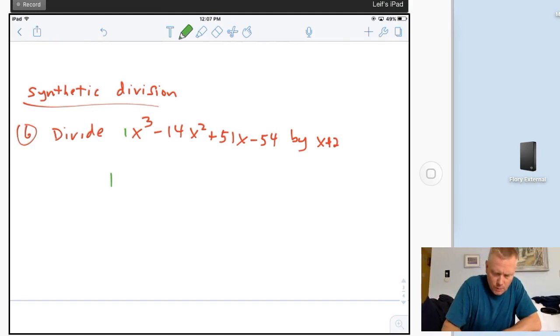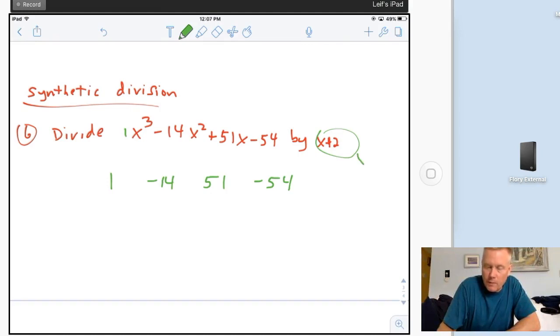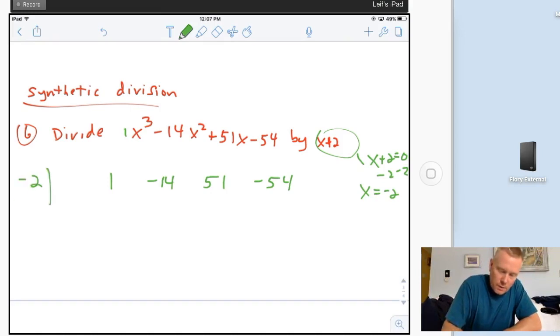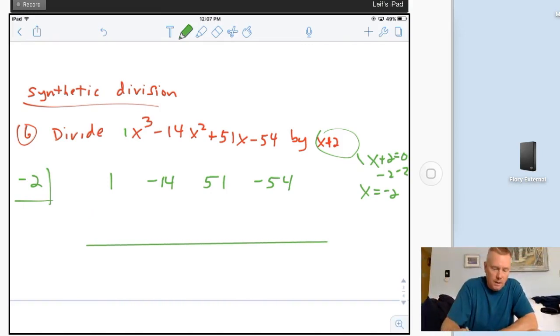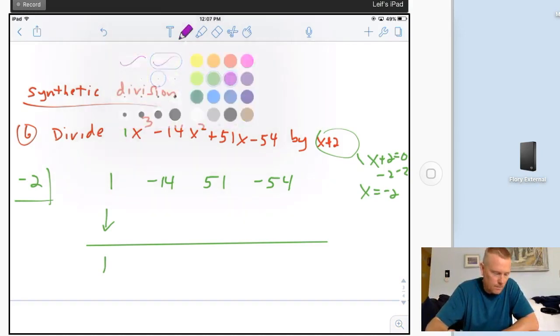So that's 1, -14, 51, negative 54. Okay. Now, here's one of the things you've got to remember, that I really want the 0 for that, which means you go x plus 2 equals 0, therefore x equals negative 2. Okay. So my negative 2 goes over here in the corner. I put a box. I put a big line underneath here. And I'm going to bring down the 1. And this is just steps, okay? But you really want to get good at synthetic division, I'll tell you right now, okay? It's going to make your life much easier.